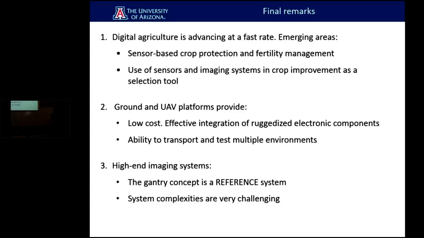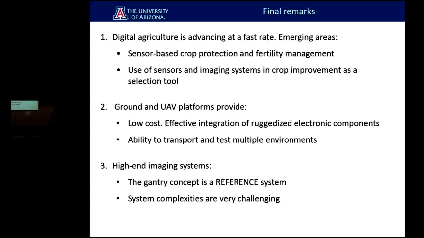All the information that we collect gives us ideas on how we can improve crop management, mainly using sensors. When we use ground and UAV platforms, we provide a system that's portable. We can take it to different locations, and that's a tremendous help in our program, the ability to take it to different fields. And it's lower cost than the high-end imaging system.